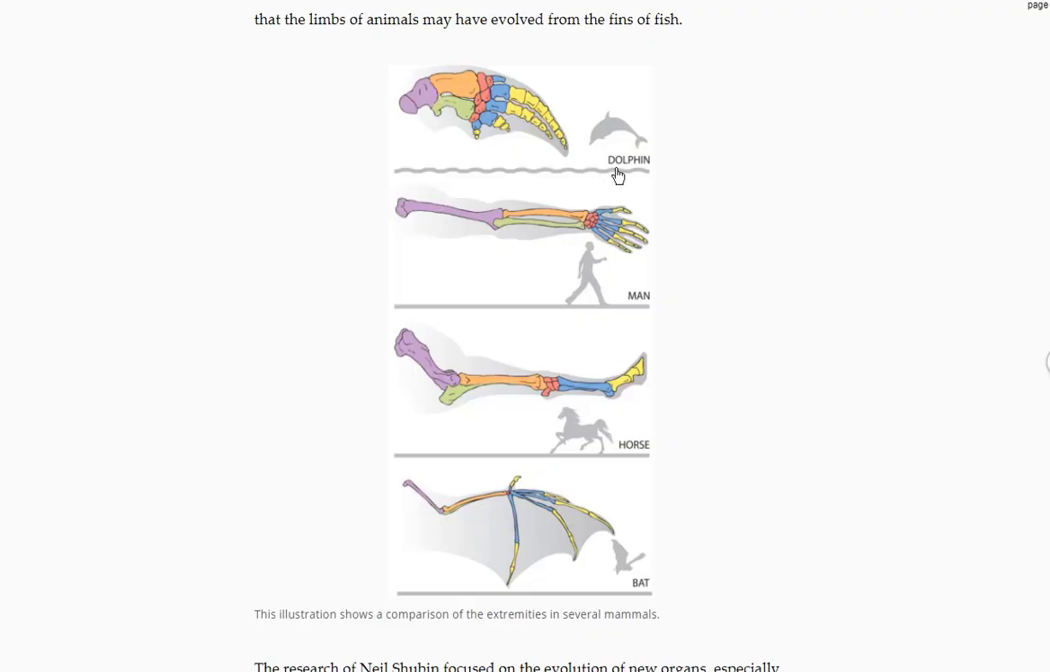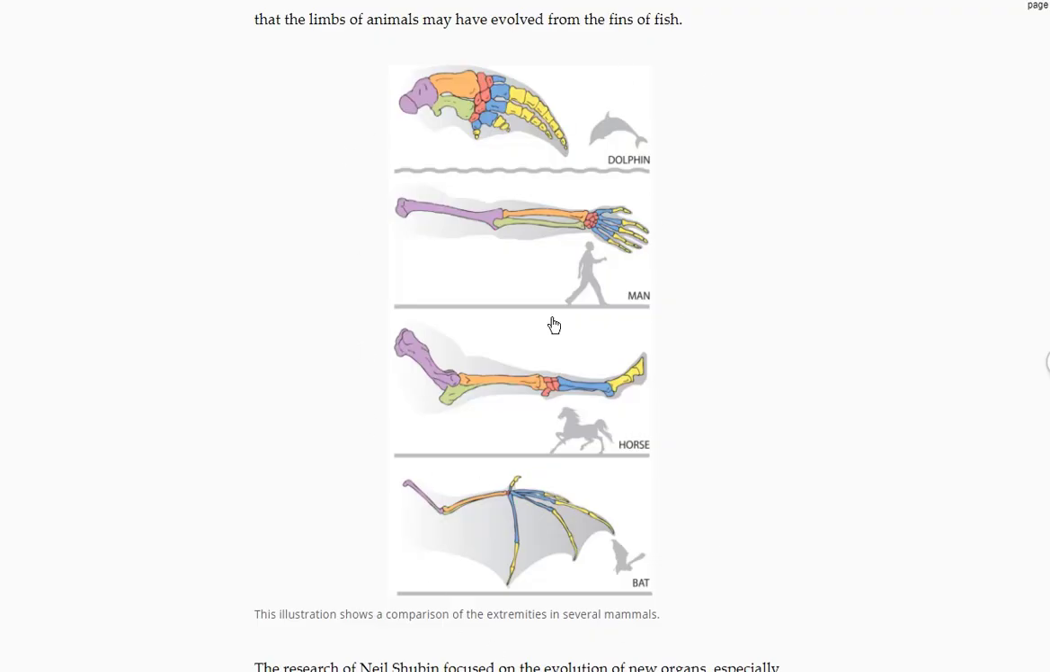Even in the dolphin, it doesn't look like they're separate on the outside of the fin, but if you look inside the fin and go to the bone structure, you can see these phalanges, and they look like fingers. On the inside, the skeletal structure is the same, even though they don't separate out on the outside like fingers do.